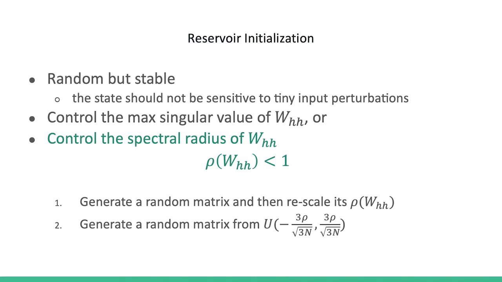Let's see how to scale this spectral radius properly. There are a couple of ways. There is a naive way of doing this, number one in this slide. You can generate a random matrix, then rescale its spectral radius, because I know that the spectral radius is a linear operator. So I can generate a matrix randomly, compute the spectral radius of this random matrix, normalize with respect to that, and then multiply by the spectral radius that I want. But this can be quite time consuming if you have a very large recurrent weight matrix, a very large reservoir layer, because you have to compute the spectral radius, or at least find an efficient way of computing the largest eigenvalue of that matrix. So this can be time consuming.